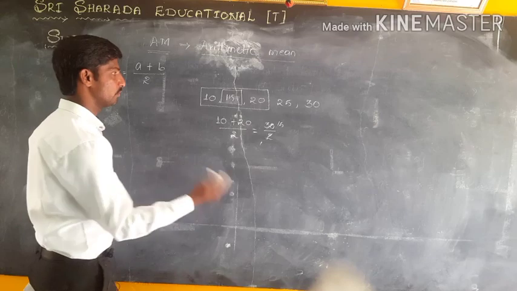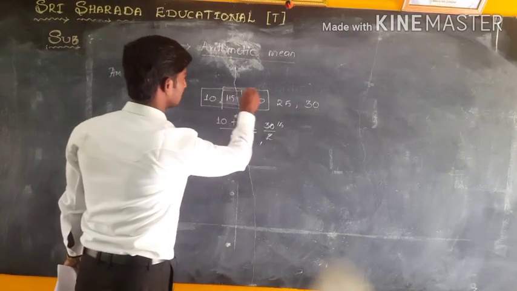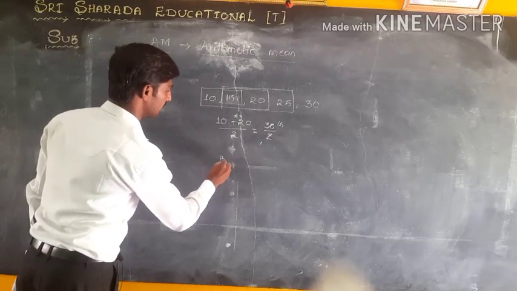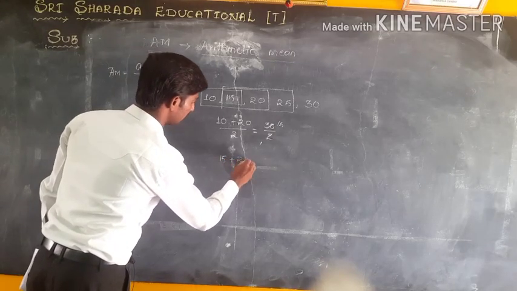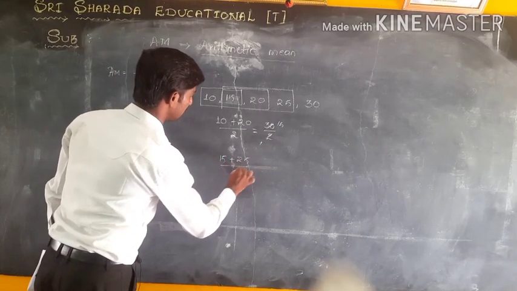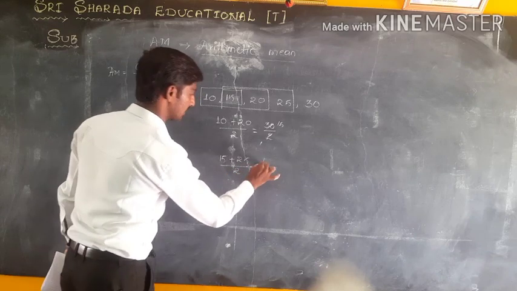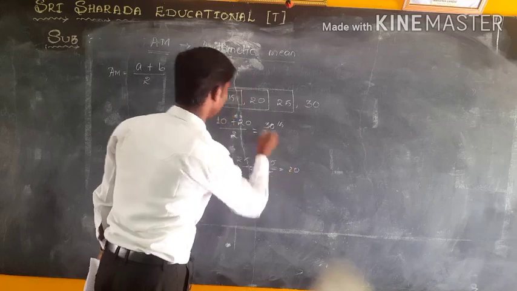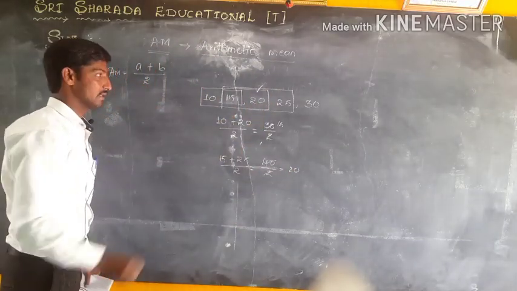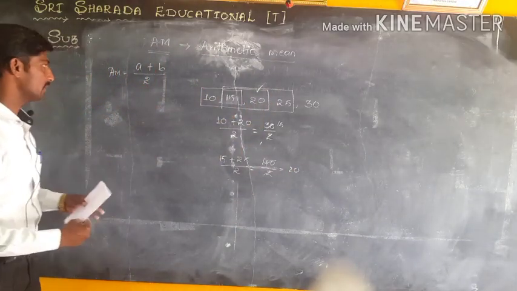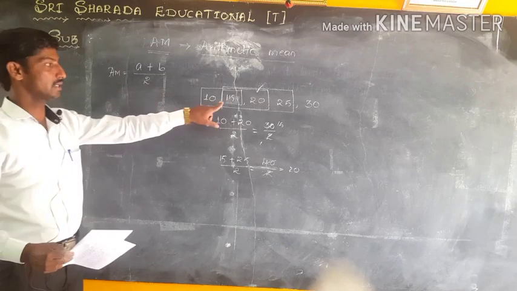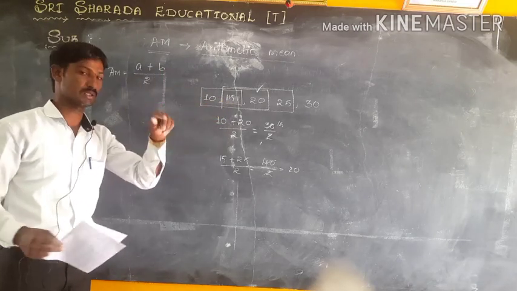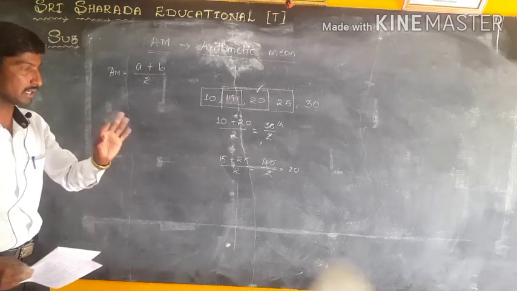Okay, I will collect a few more numbers. Again the next 3 I will collect. Now 15 plus 25 divided by 2. 15 plus 25 is 40 divided by 2, that is 2 twenties are 40. So again we got this number. Arithmetic mean means the middlemost number of the sequence, if the 3 numbers are in AP.